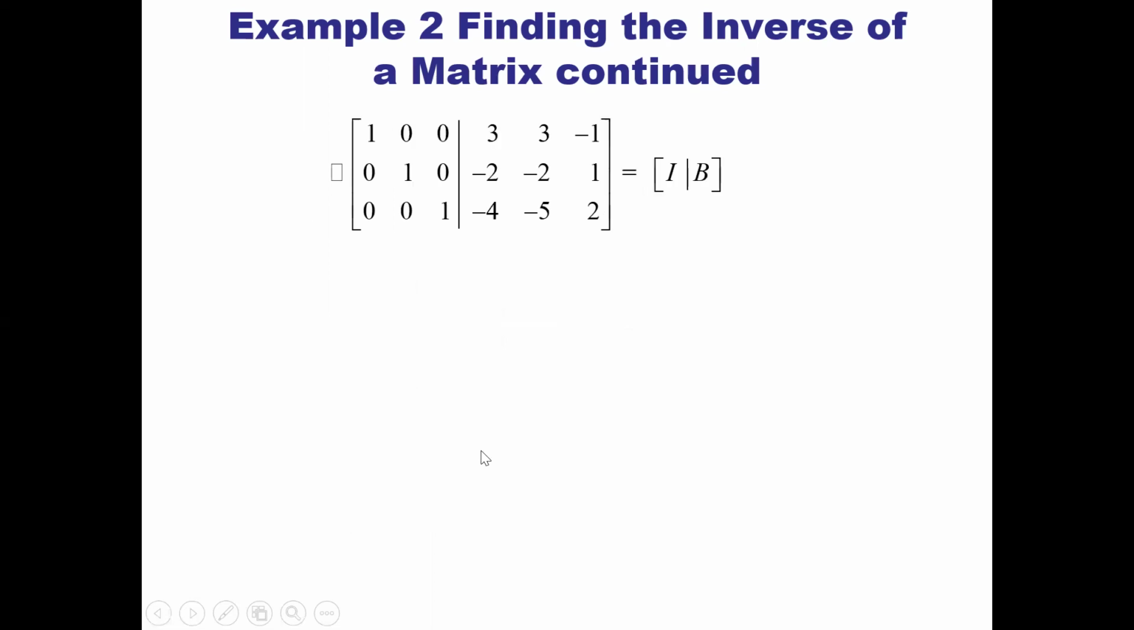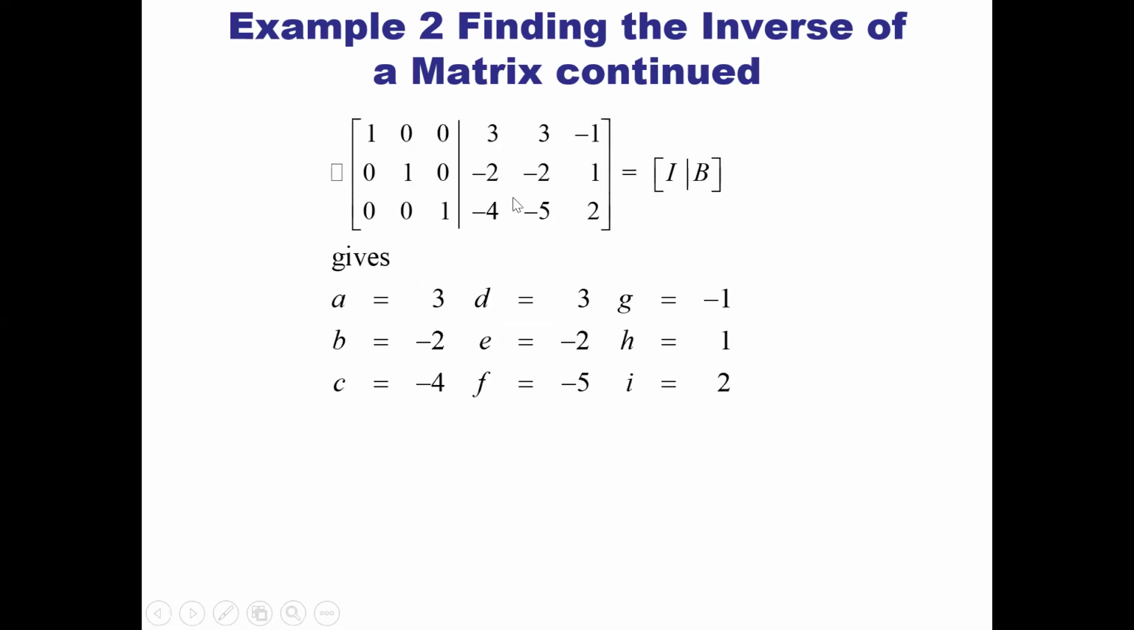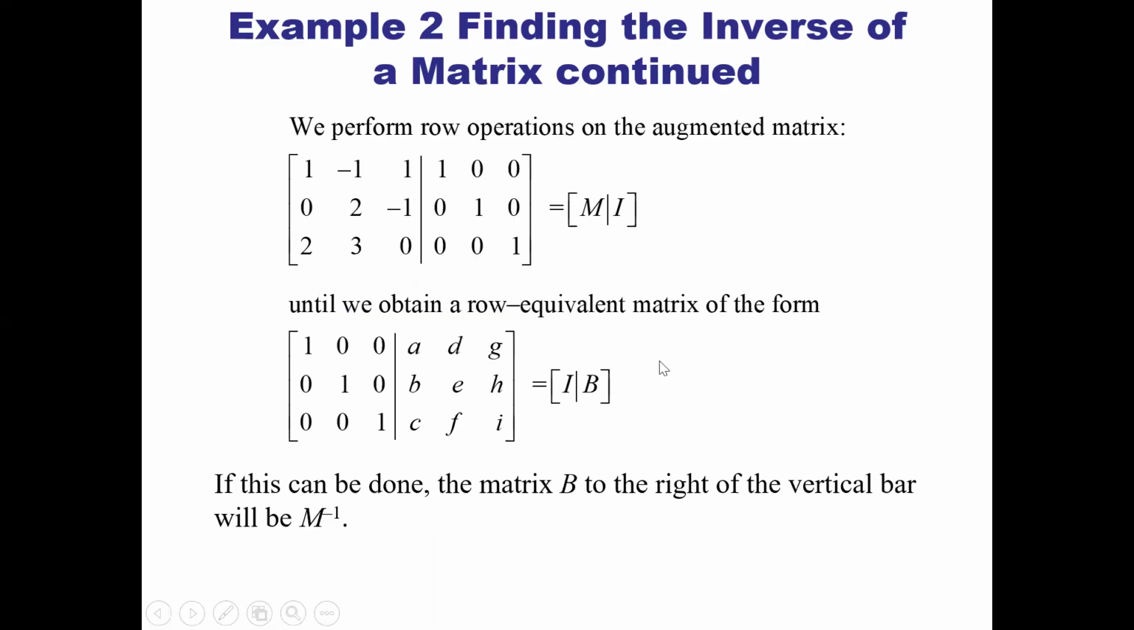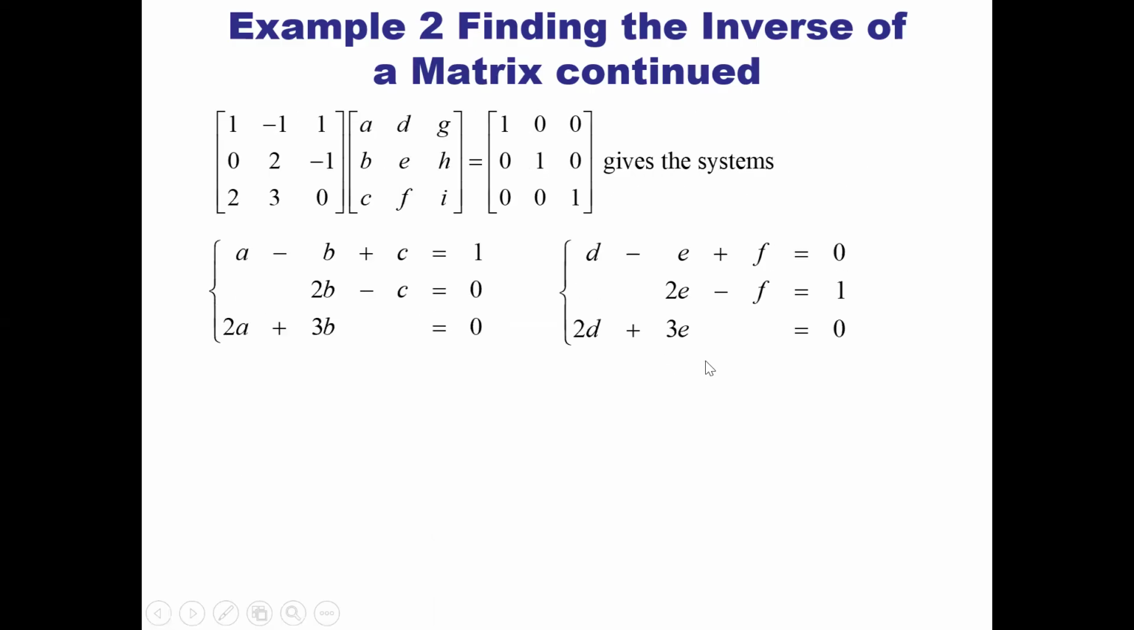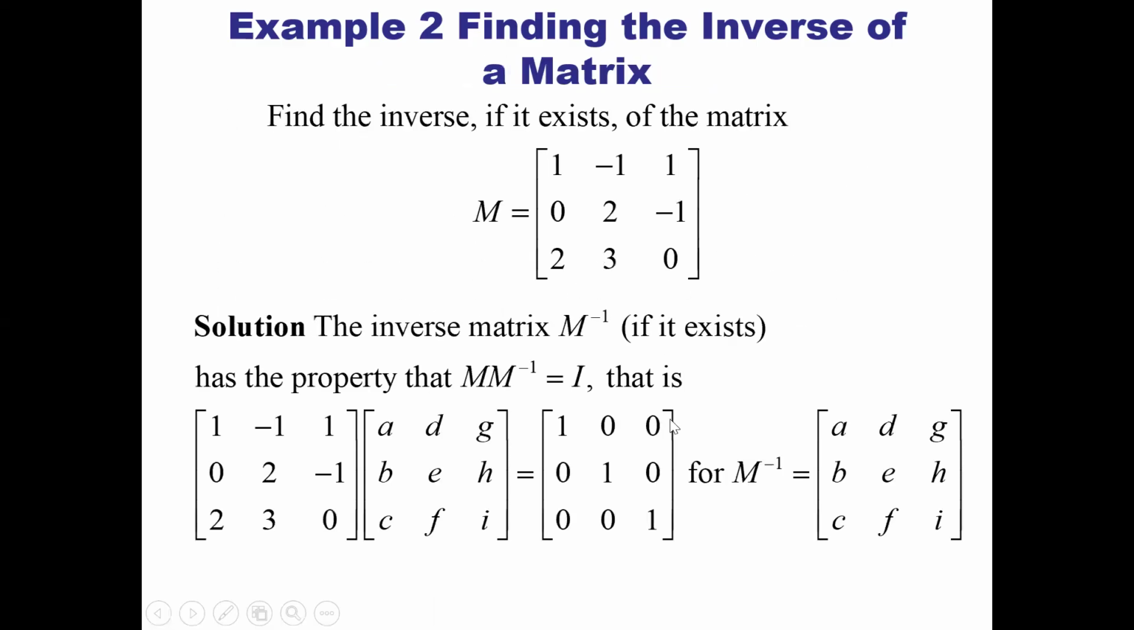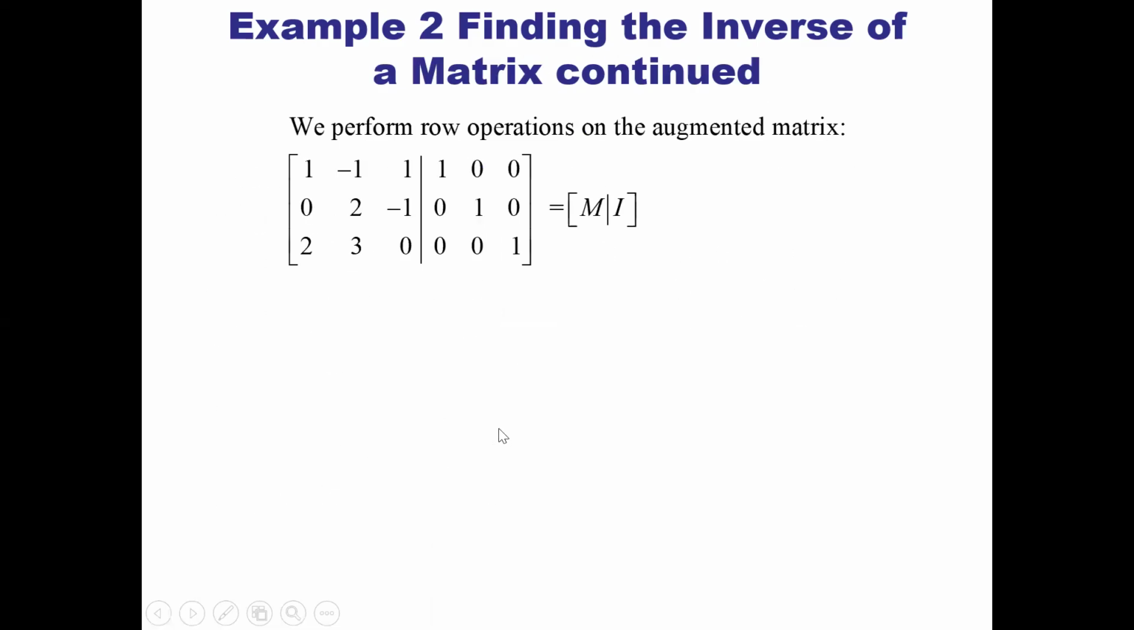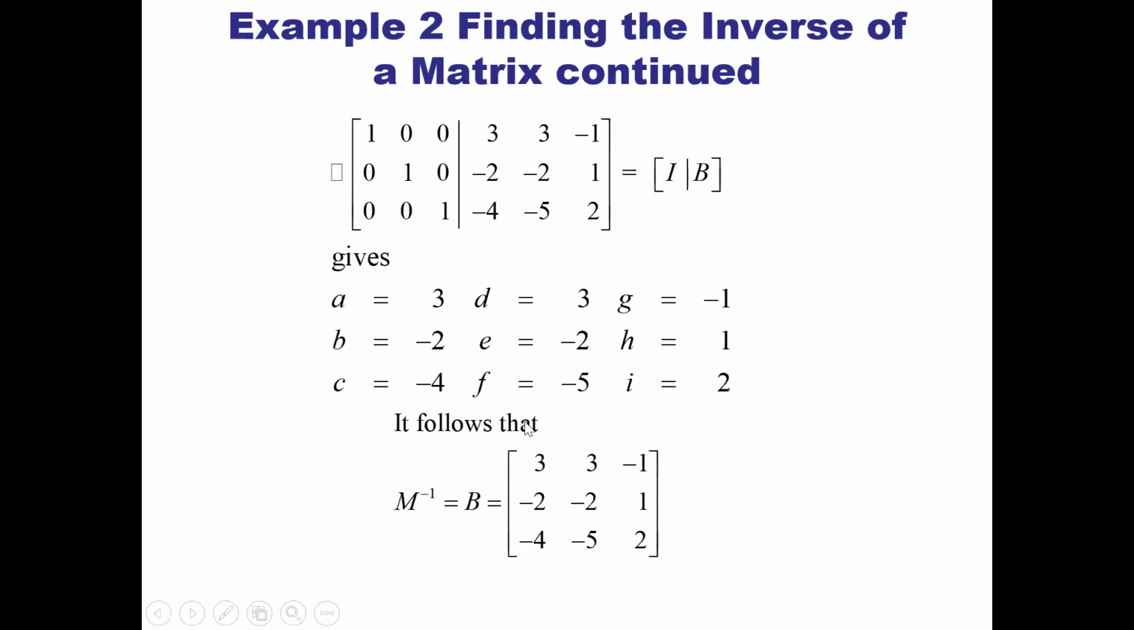Okay. And so that gives us our A, B, C, D, E, F, G, H, I that we had before. Because if we go all the way back, where was that? We had this is what we were looking for. That was our M inverse, we said. And so where did I go? Too far? No, not far enough. So that is our M inverse.